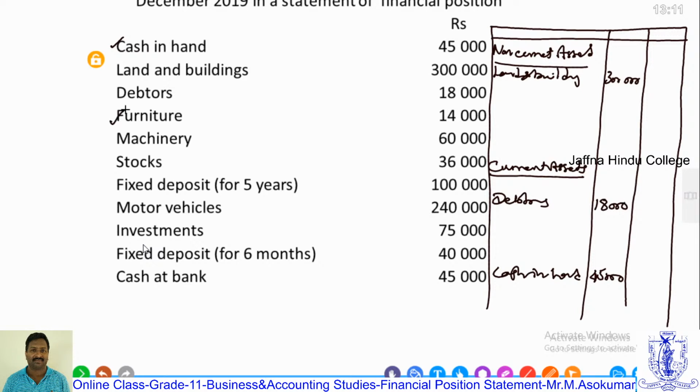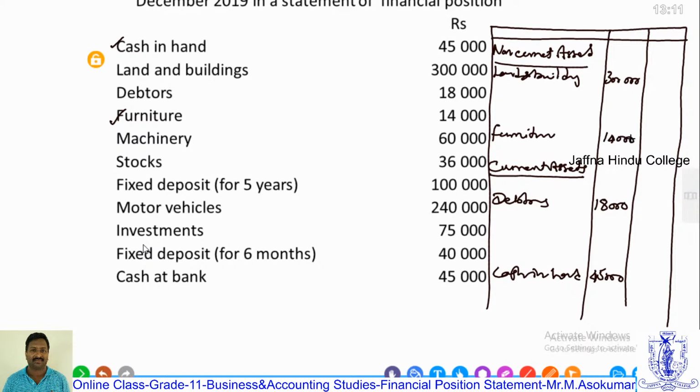Next, furniture. Furniture is a non-current asset. We can put it in non-current assets in any order, but it is preferable to list it last, meaning on the last line of the non-current assets category, before investment. Furniture, rupees 14,000.